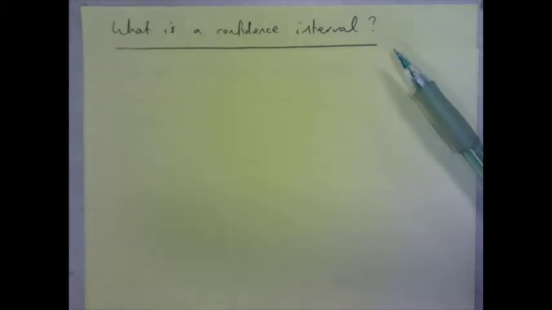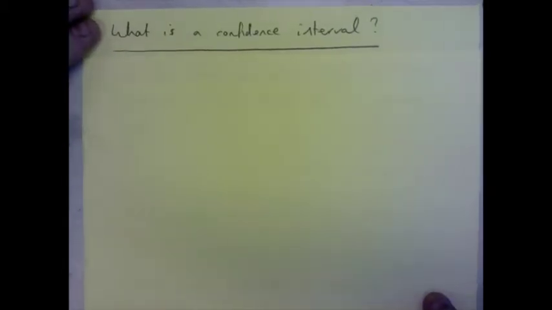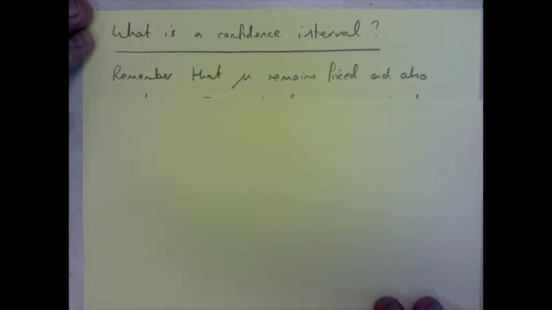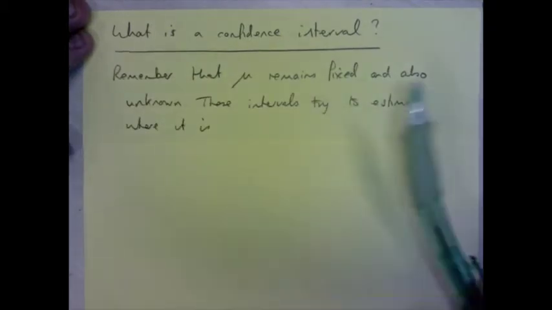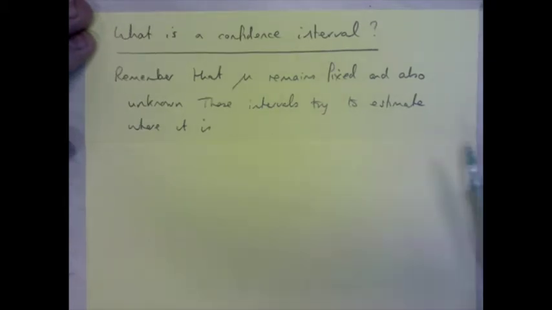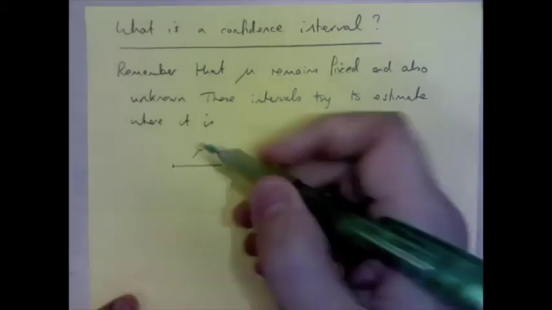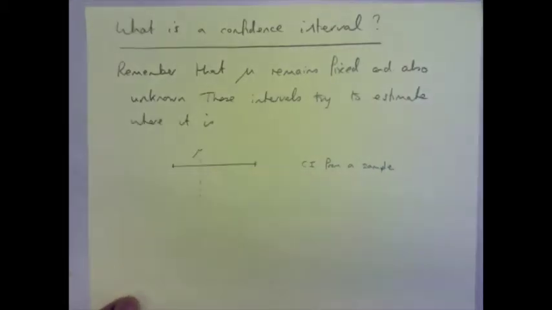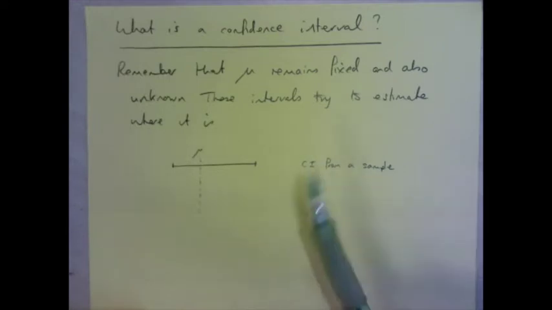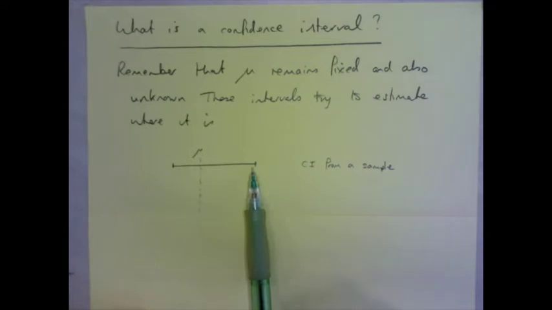Okay, I'm going to take a few moments to just have a think about this question and try to put an image in your head about what it is that we're actually finding here. Now, it's important to remember in these situations that the population mean mu remains fixed and unknown. I don't know what it is. What these intervals do is they try to estimate where it is. So it might be, for example, that if I've got my value of mu, which might be represented as this value here, then the confidence interval given by a particular sample might be this particular interval here.